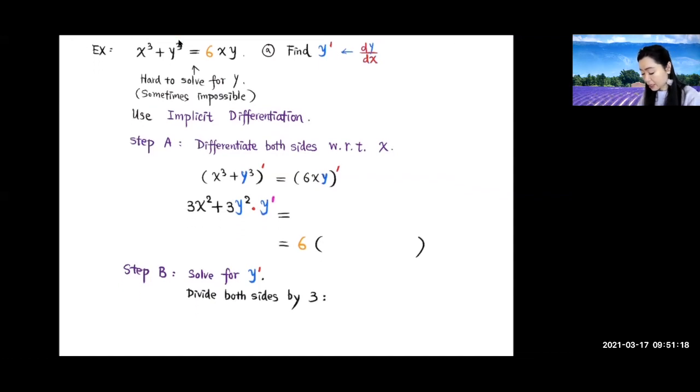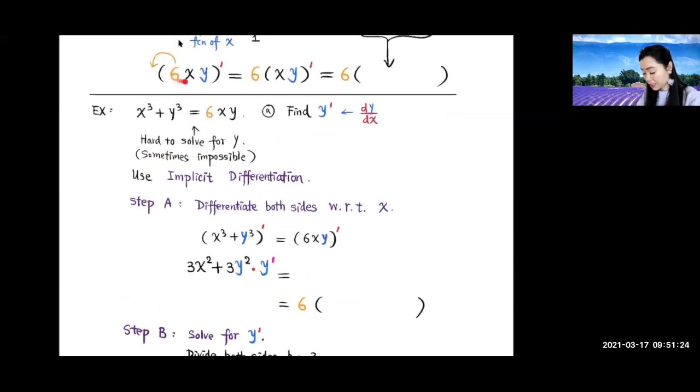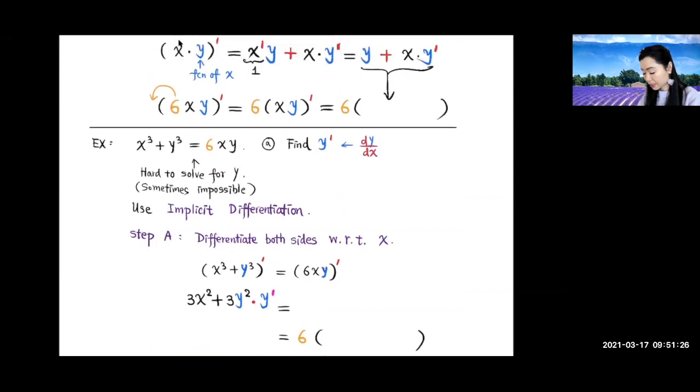Now on the other side here, we just went over, right? So the derivative of 6xy will be 6 times this. So we have 6 times y plus, so we had done up here before. So 6 times this. So it will be 6 times y plus x times y prime.